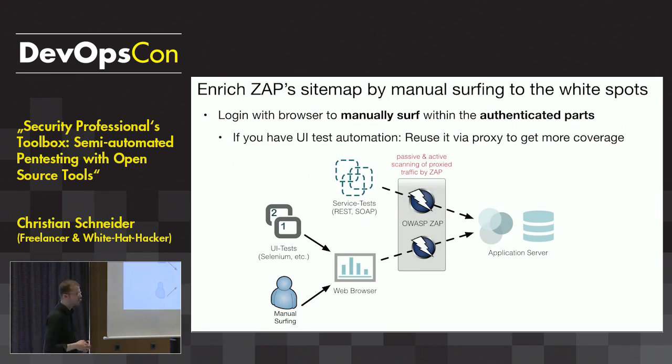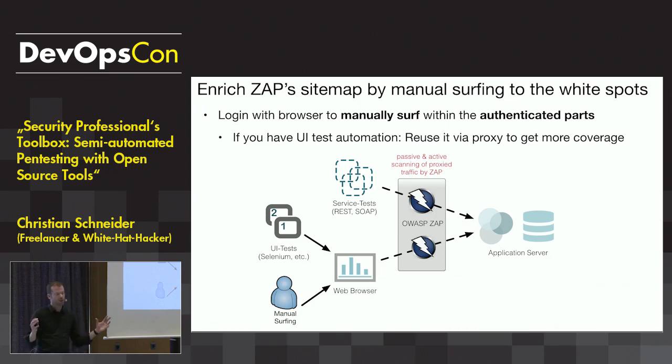So in this configuration, you can enrich those missing parts by just using your browser and navigating to these kinds of dialogues, entering the valid business data that needs to be entered to reach these kinds of areas of your application, filling up the white spots in the sitemap more and more. And if you do have UI test automation, you can use it for this as well. So it's either you driving the browser or some kind of Selenium test driving the browser, still proxying through ZAP.